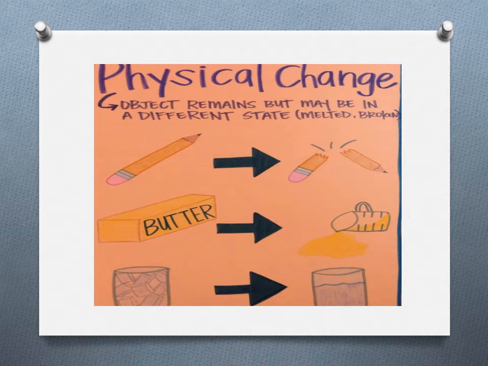Physical changes, like this example that you have here. The object remains but may be in a different state, melted or broken. For example, you have a pencil and you break the pencil, but the pencil doesn't change its form. Just because it is broken, it doesn't mean that it's going to change its form. The same with the butter. You can melt the butter, but if you freeze the butter it can be the same as it was before. Or like ice. If you melt the ice, you can have water, but if you cool the ice again, you are going to have the same form as you had before.